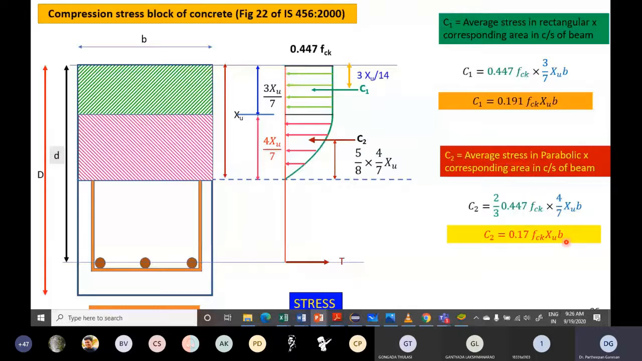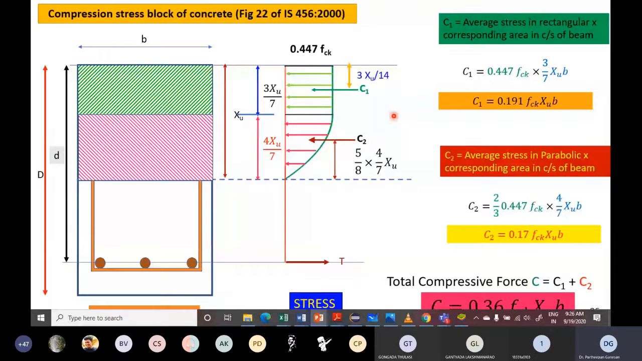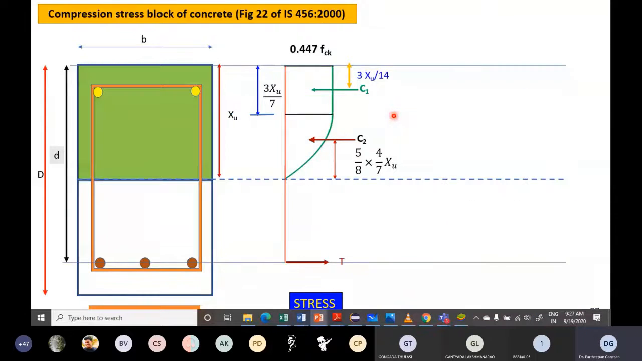So total compressive force is equal to C1 plus C2. If you add these together, you will get 0.361 fck xu b, which is represented as 0.36 fck xu b. Is that clear? Any doubt in this one? If you have a doubt, please ask. Okay, if there are none, I will continue further.